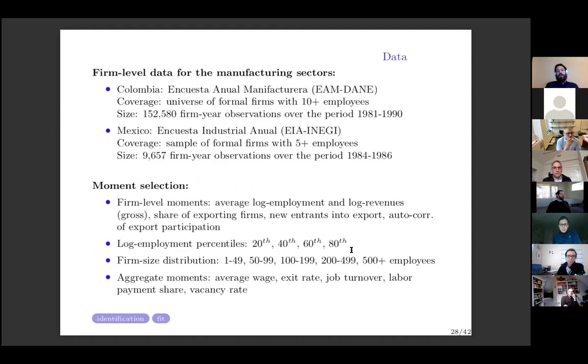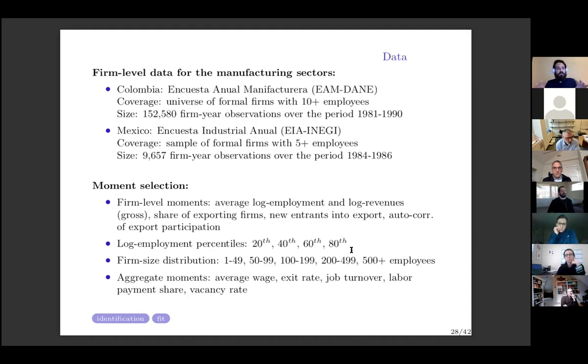I'm going to use the Encuesta Anual Manufacturera for Colombia, covering the universe of formal firms with more than 10 employees for the period before 92. So I'm going to choose 81-90. And for Mexico, I'm going to use the Encuesta Industrial Anual, the industrial annual survey that covers formal firms with more than 5 employees for the period before the first liberalization, which is 84-86.